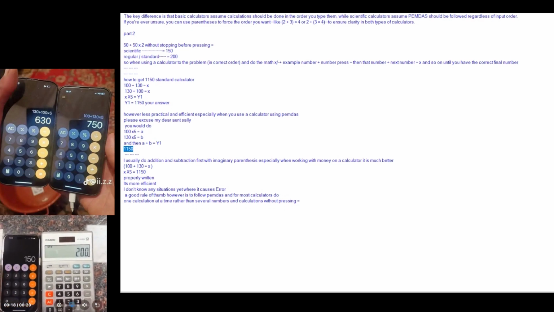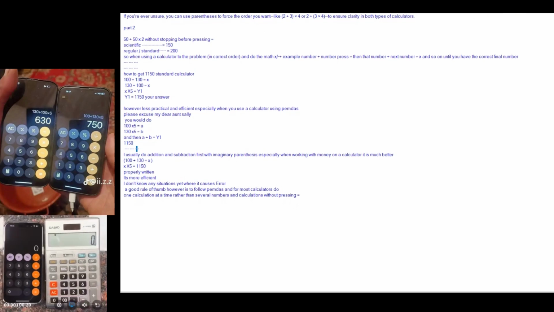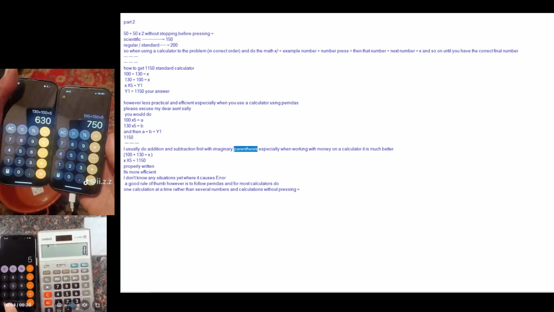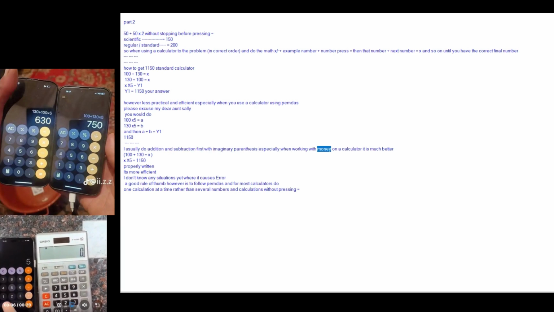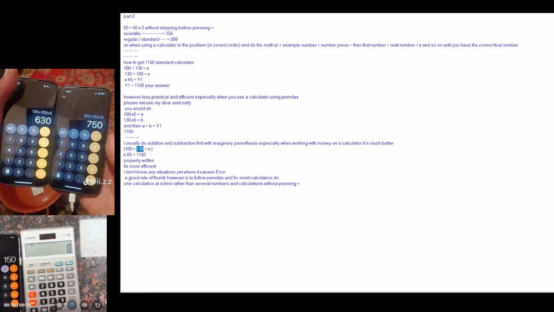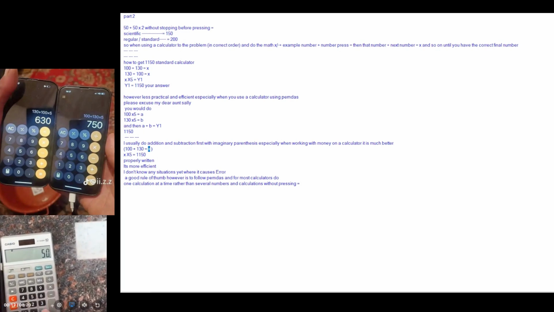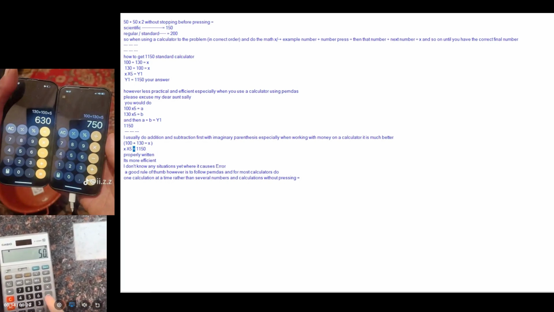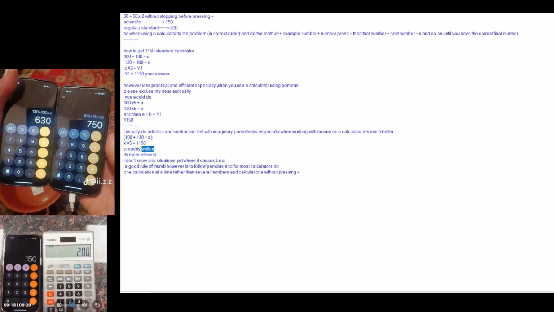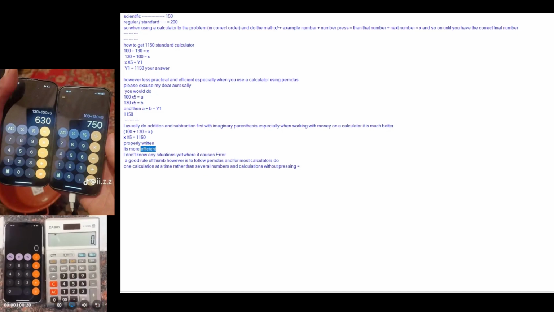1150. I usually do addition and subtraction first with imaginary parentheses, especially when working with money on a calculator. It is much better. 100 plus 130 equals x. x times 5 equals 1150. Properly written, it's more efficient.